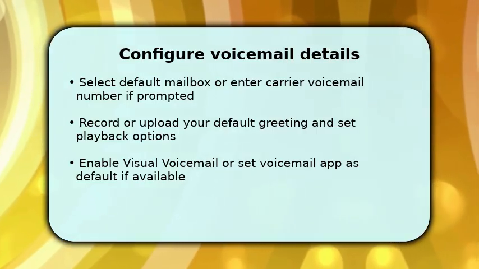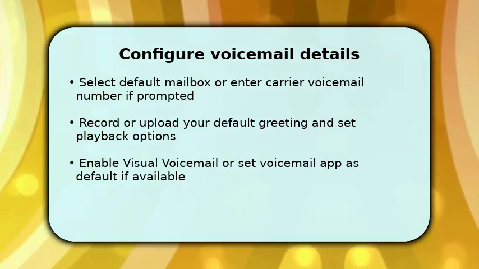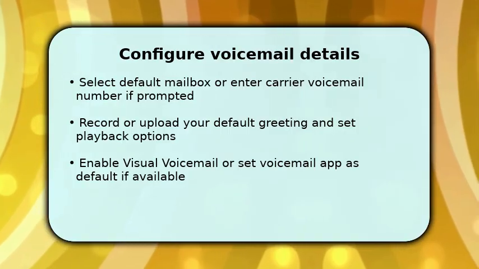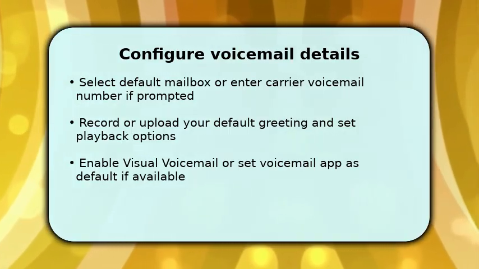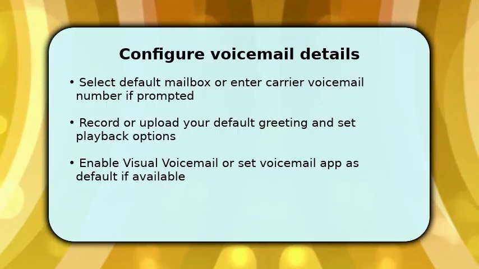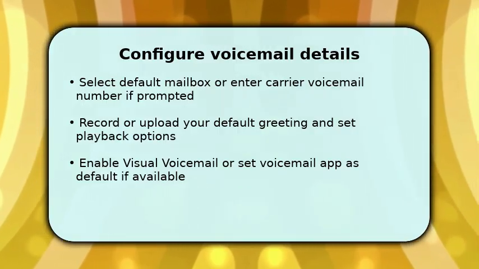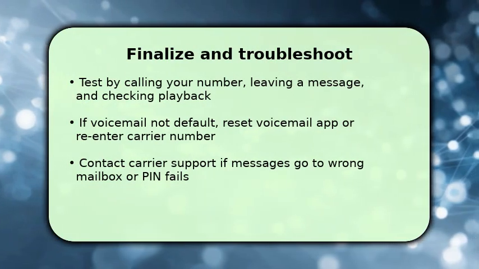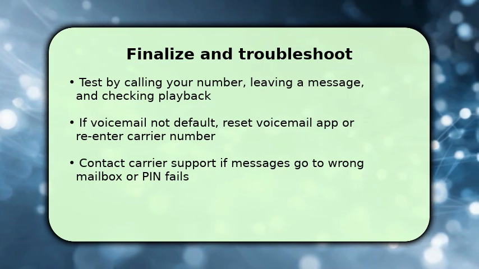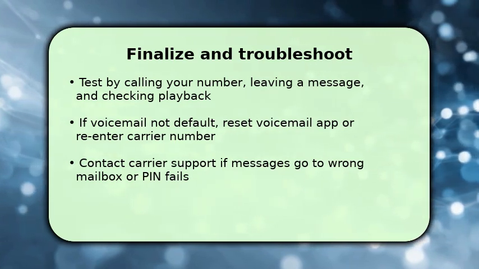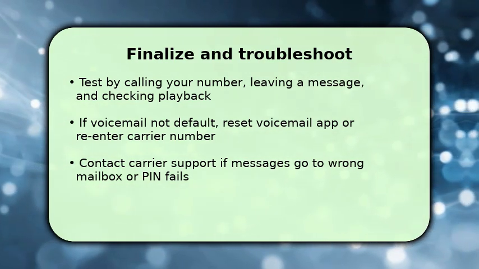Enable visual voicemail for message transcripts and set notification preferences. Make sure to save changes and confirm the mailbox listed is the one you want, and finish by testing and verifying the default behavior. Call your number from another phone, leave a message, and check that it arrives in the configured mailbox. Also confirm notifications work.